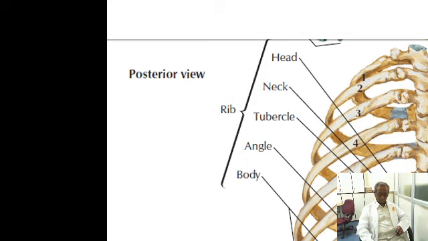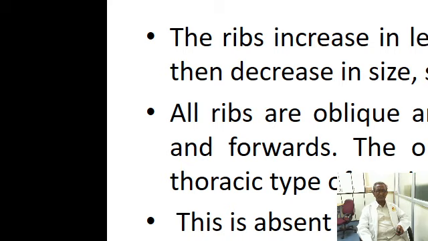And here we are seeing the joint between the transverse process of the vertebra and the tubercle of the concerned rib. 1, 2, 3, 4, like that. And then the ribs increase in size from 1st to 7th rib and then decrease in size. So the 7th rib is the longest rib. All ribs are oblique and sloping downwards and forwards.